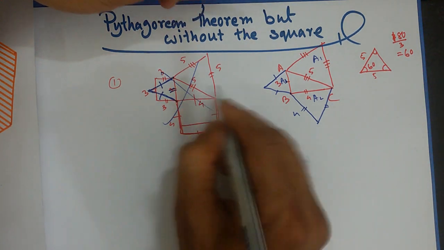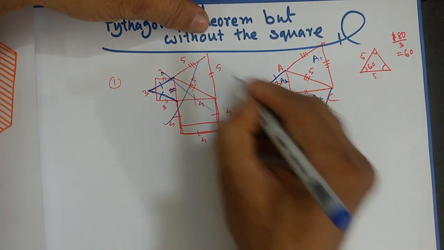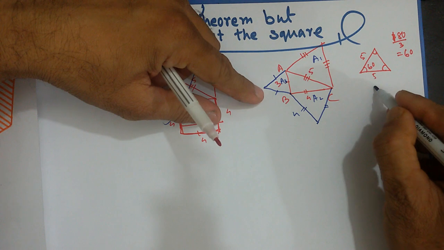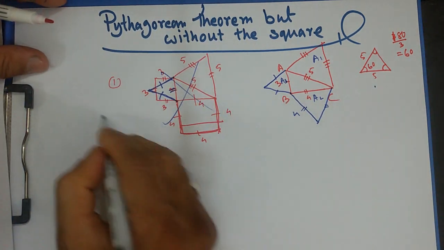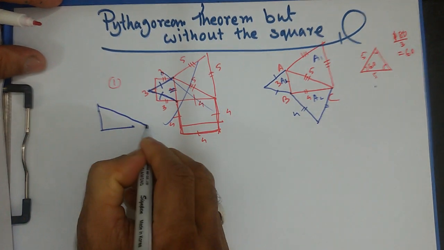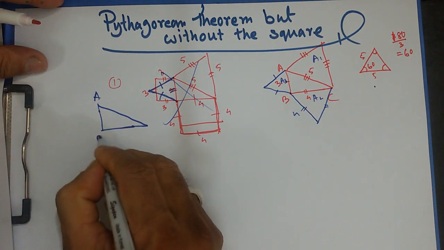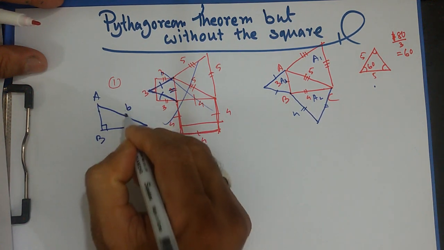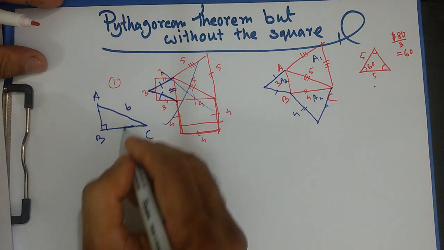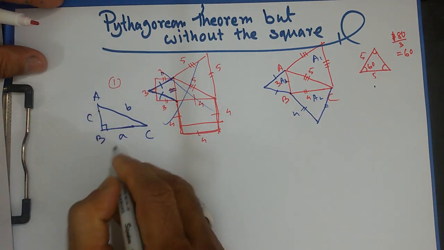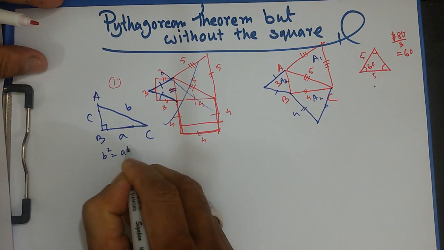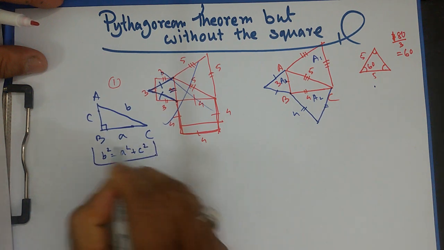And what is the formula of the Pythagoras theorem, with the way I have drawn it? Let me draw it over here, and then A, B, C. So B is the hypotenuse, and A over here, C over here. So B squared equals A squared plus C squared. Okay, this is our basic formula.